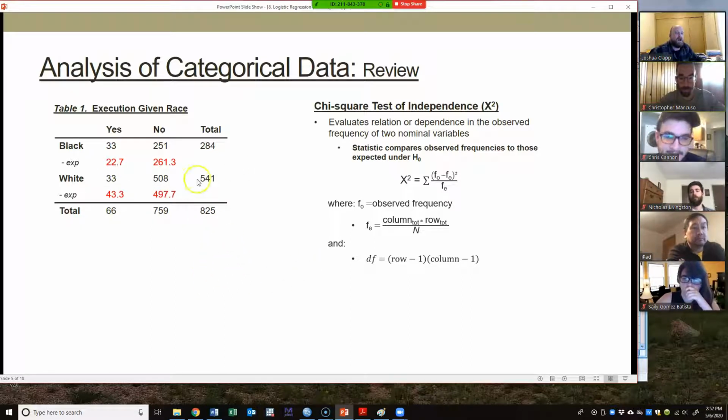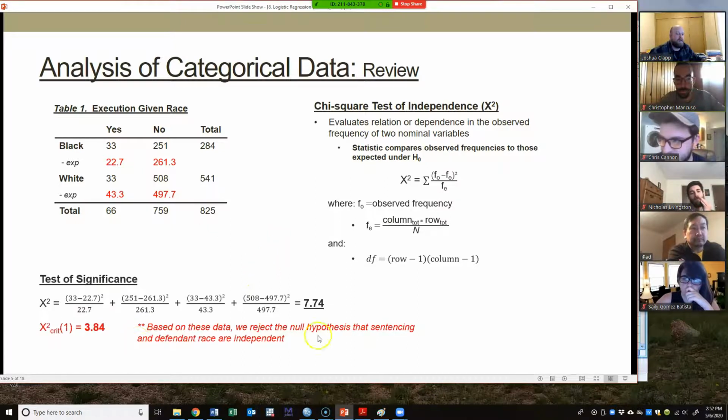What our chi-square test is doing is, for each one of these cells, taking our observed frequency, subtracting our expected frequency, squaring that, and then dividing it by our expected frequency. Then we do that for each one of our 4 cells. So we've got 33 minus 227, squared, over 227, and the same thing through each of these. We get a chi-square statistic of 7.74.